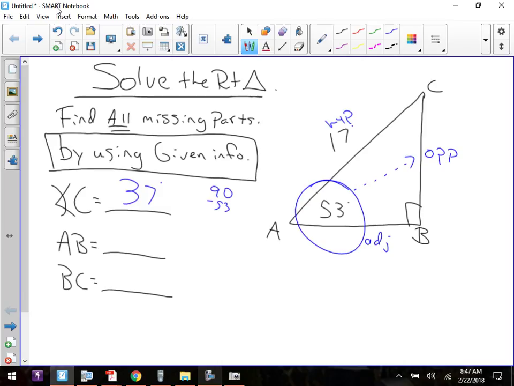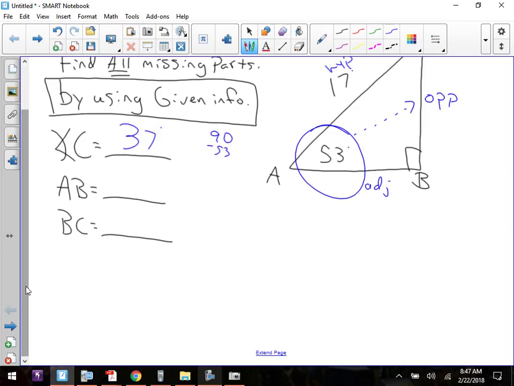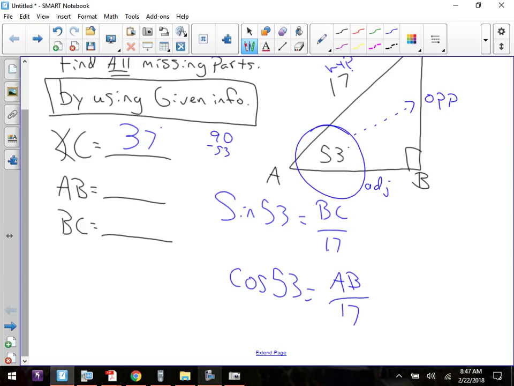Okay. So what we do is we write it out, just like we have been. Sine of 53, in this case is now section BC over 17. Cosine of 53 is section AB over 17. And see how it's leading us to doing exactly the same thing we have been all along. It hasn't changed. And that's what's really nice about trig. As you get going into it, it's the same problem over and over again with different numbers.